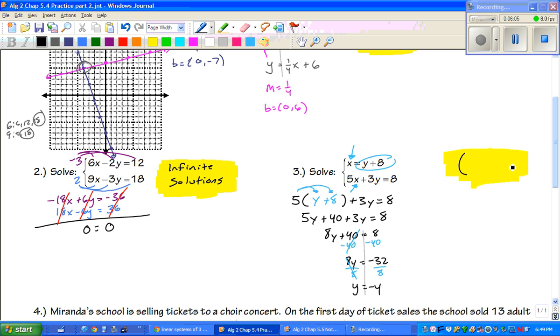Okay, so that's just what y is. We still need to find out what x is. But the nice thing is all we have to do is plug it in. So x equals 4. So the point where they meet is 4, negative 4.